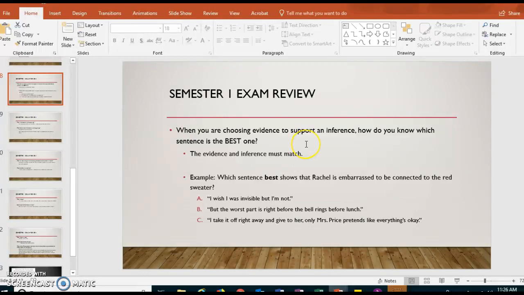So what is the best, or when you're choosing evidence to support an inference, how do you know which sentence is the best? So Rachel, for example, which sentence best shows that Rachel is embarrassed to be connected to the red sweater?